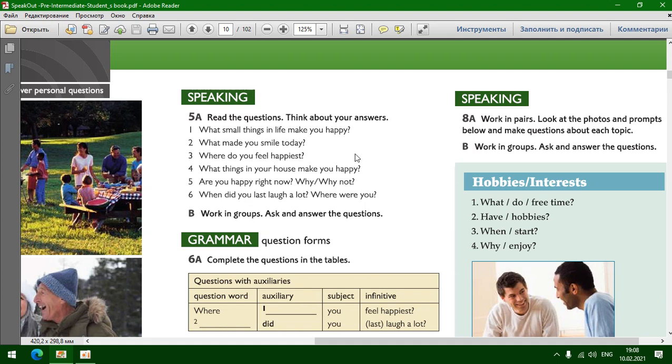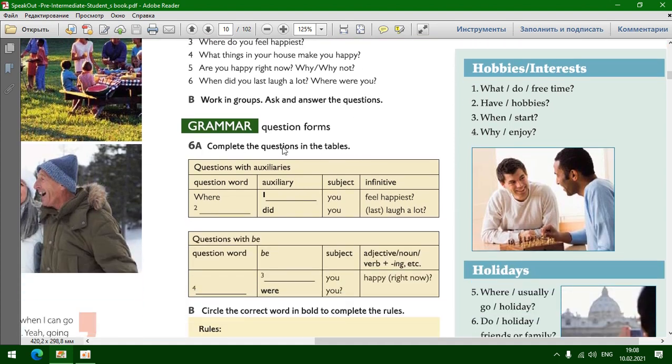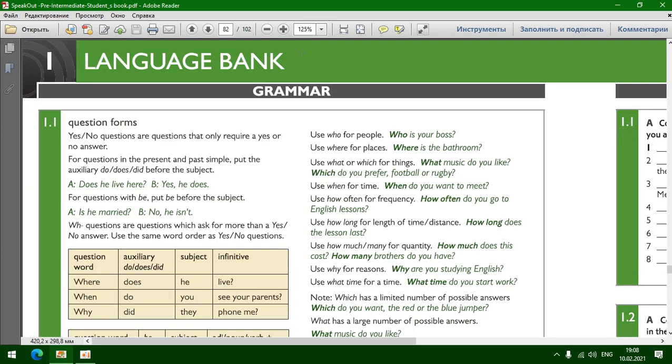And now let's have a look at our grammar material, question forms. Yes, no questions are questions that only require a yes or no answer. For questions in the present and past simple, put the auxiliary do, does, did before the subject. For example, does he live here? Yes, he does. For questions with be, put be before the subject. Is he married? No, he isn't.